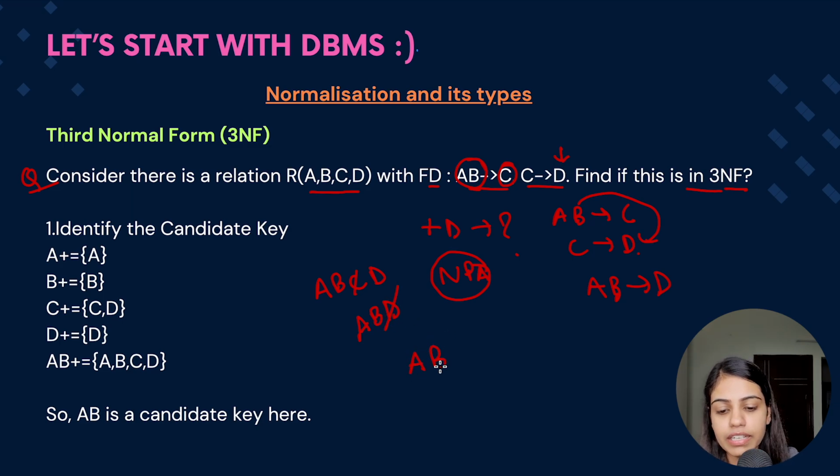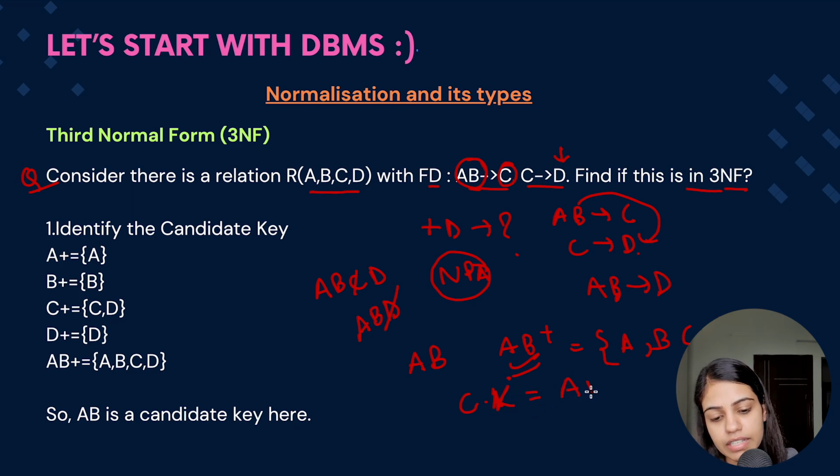Now we are left with AB. We need to take the closure of AB to see if it determines all the attributes present in our table. A can determine itself, B can determine itself, AB will determine C, and C will determine D. So we can say that AB is a candidate key. Now we need to see if A or B is present on the right-hand side of any functional dependency. If it's present, we can replace it and find more candidate keys. If it's not present, then this is the only candidate key.